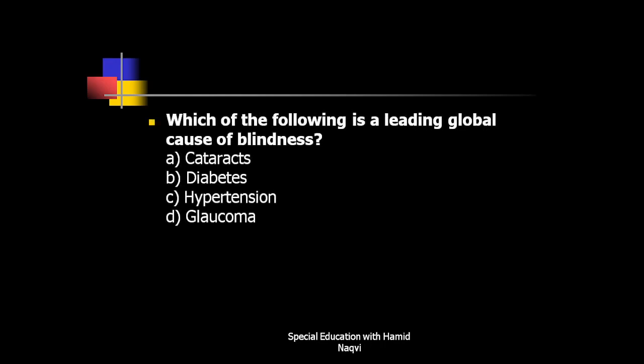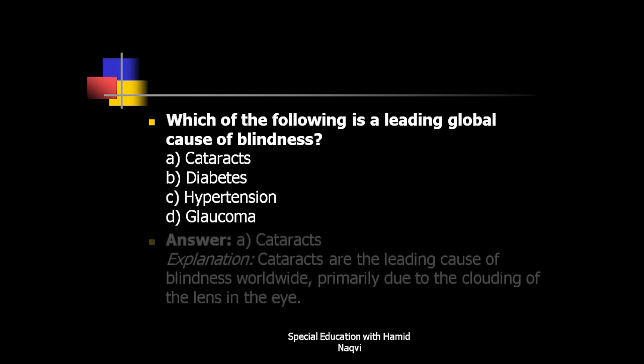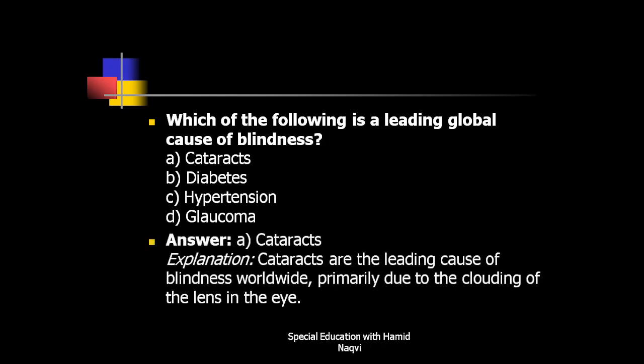Next is which of the following is a leading global cause of blindness? Cataracts, diabetes, hypertension, or glaucoma? The answer is cataracts. Cataracts are the leading cause of blindness worldwide, primarily due to the clouding of the lens in the eye.